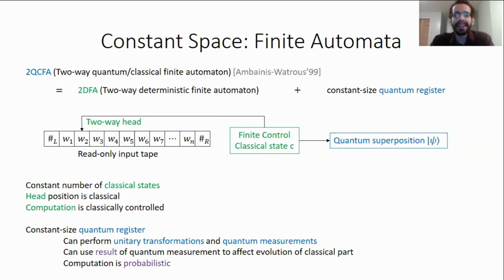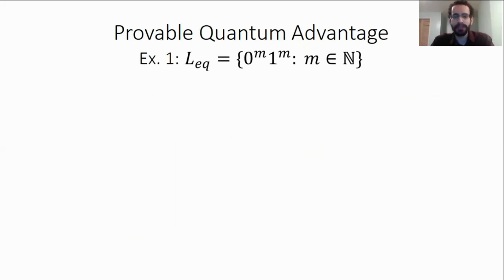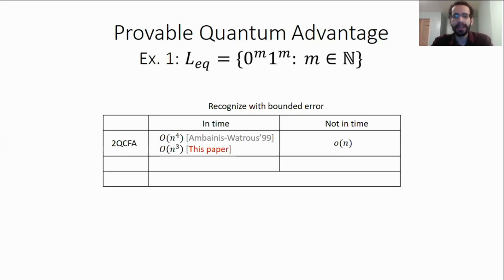Continuing, in the same paper in which Ambainis and Watrous first defined this model, they also exhibited two examples of languages for which 2QCFA provably outperform classical finite automata. The first such example is the language LEQ, which consists of a run of zeros followed by an equivalent run of ones. As they showed, a 2QCFA can recognize this language with bounded error in order n to the fourth time. And in this paper, we improve that to n cubed time. Of course, one can't hope to do much better than this, as there is the trivial lower bound that a 2QCFA cannot recognize this language in little o of n time.